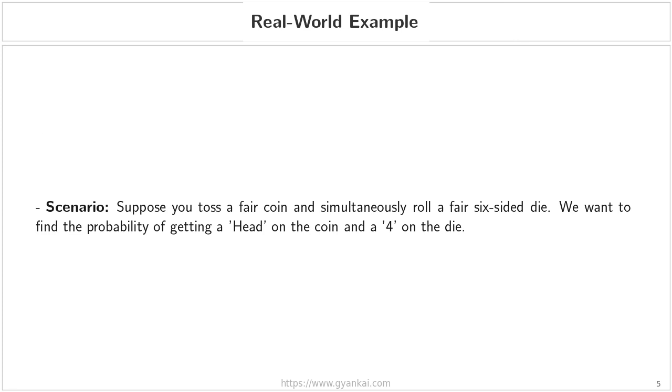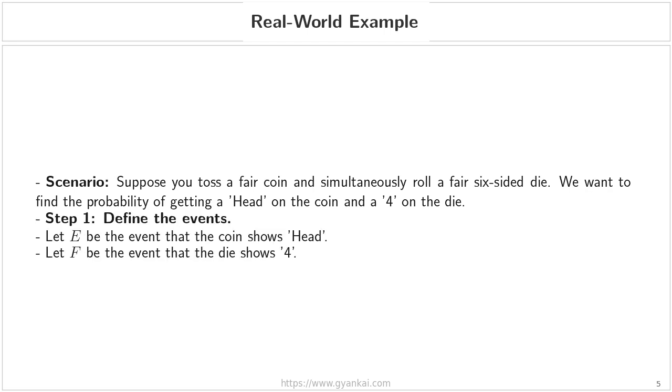Real-world example. Now that we have understood the theory and how to use the rule as a test, let's put everything we've learned into practice with a real-world example. Imagine a scenario where you are performing two actions at the same time. You toss a fair coin, and simultaneously, you roll a fair six-sided die. Our goal here is to calculate the probability of a specific joint outcome, getting a head on the coin and rolling a 4 on the die.